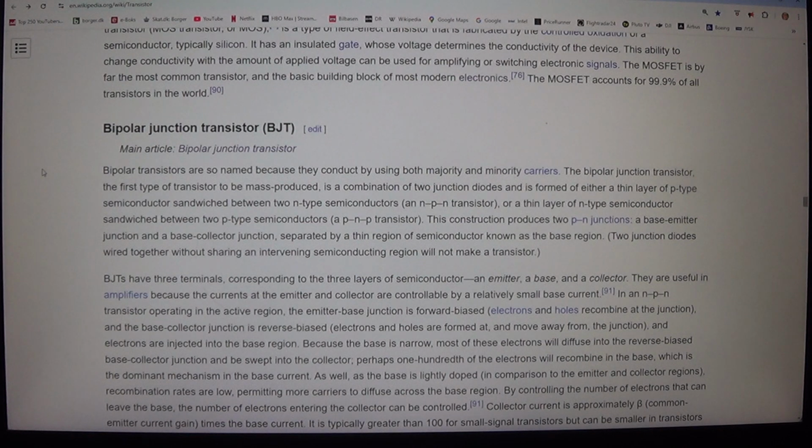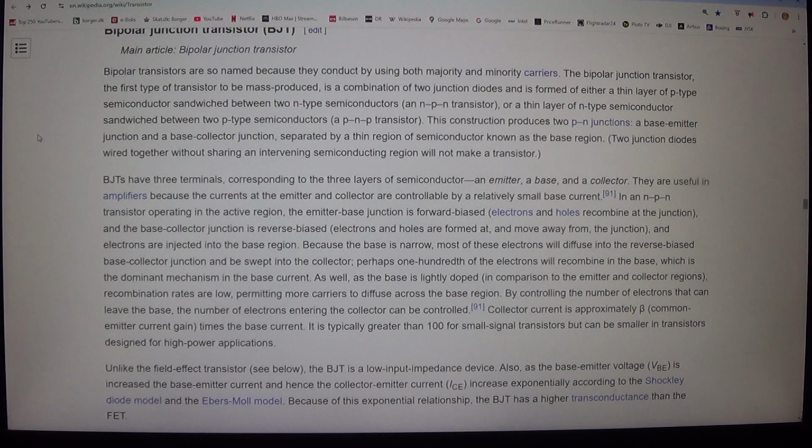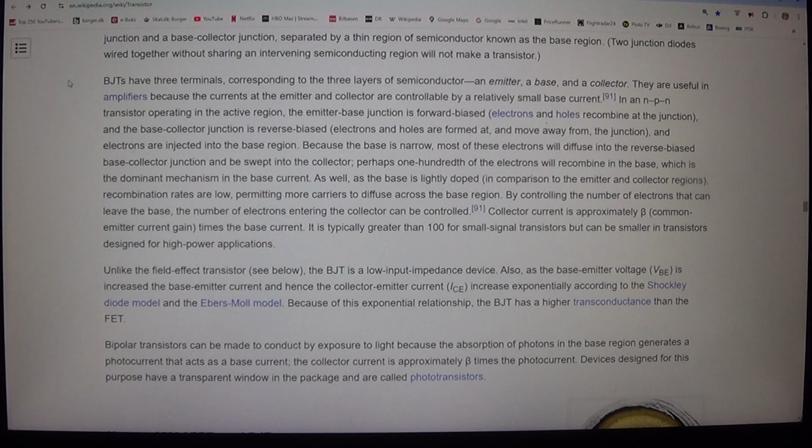This construction produces two p-n junctions, a base emitter junction and a base collector junction, separated by a thin region of semiconductor known as the base region. Two junction diodes wired together without sharing an intervening semiconducting region will not make a transistor. BJTs have three terminals, corresponding to the three layers of semiconductor: an emitter, a base, and a collector. They are useful in amplifiers because the currents at the emitter and collector are controllable by a relatively small base current.